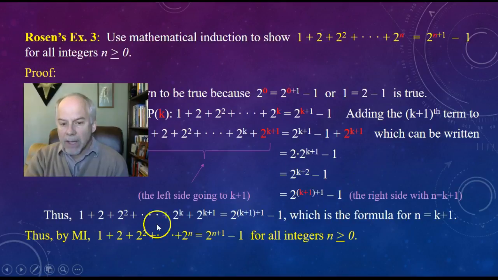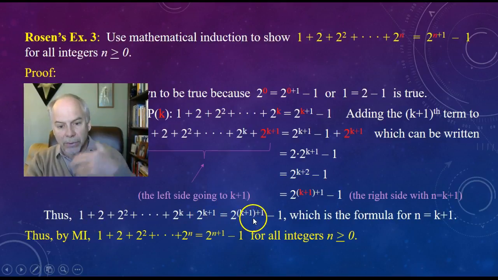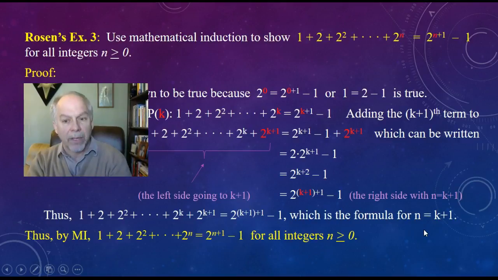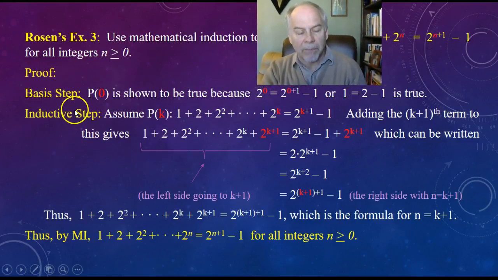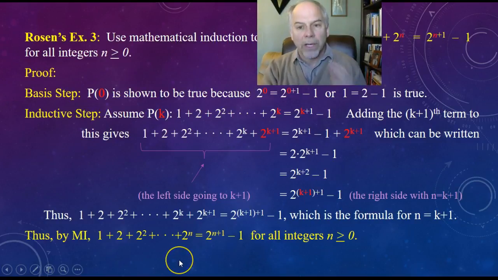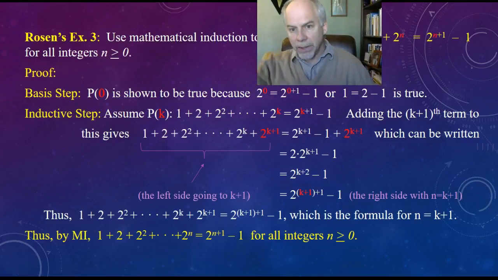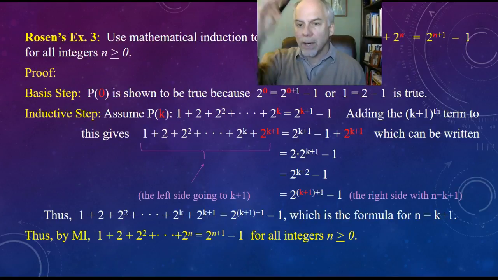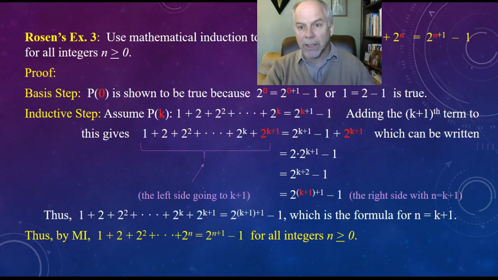All right, so thus, we've shown that the sum from 1 up to the k plus 1th term is equal to the formula with k plus 1 stuck in it. So we've shown that it works for the k plus 1th term, assuming it works for the kth term. So by the principle of mathematical induction, putting the basis step together with the inductive step, we know it works for all integers from 0 on up to infinity. Okay? So mathematical induction is pretty powerful.